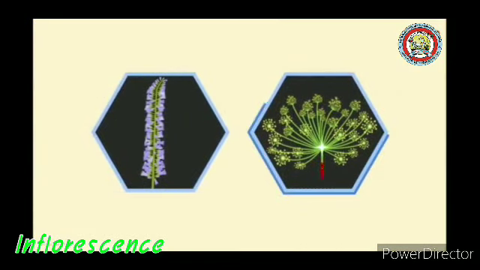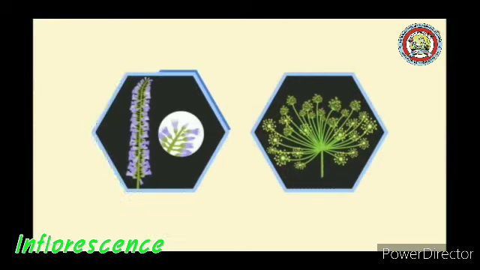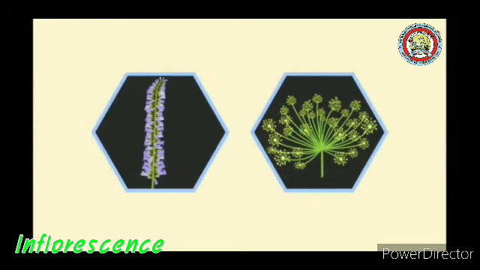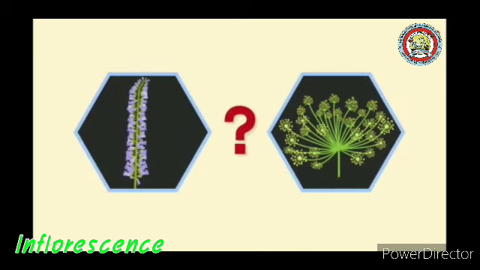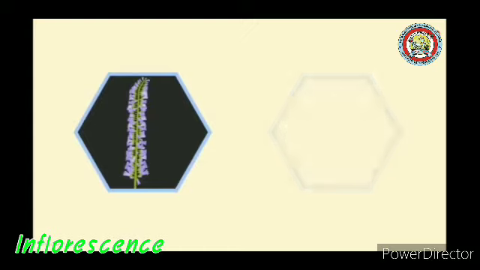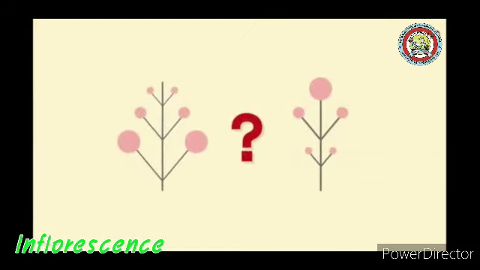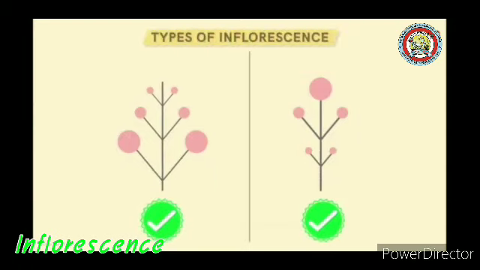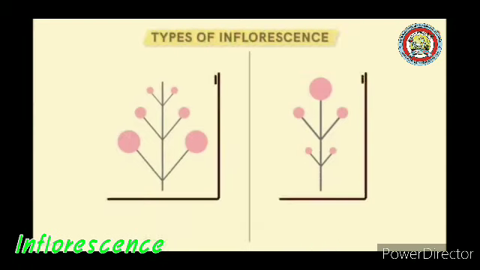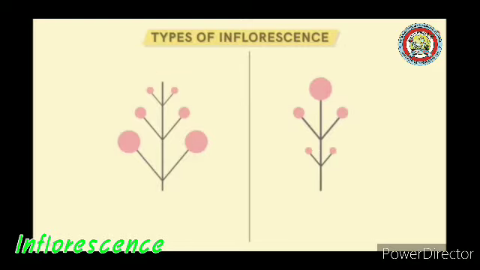Getting back to our concept, the flowers form a group along the stem or at the apex to form the inflorescence. Now tell me, will the structure of the flowers at the apex form an inflorescence or along the stem? I mean, will this be called an inflorescence or this? To our astonishment, both of these are inflorescence. Let's understand these types in detail.